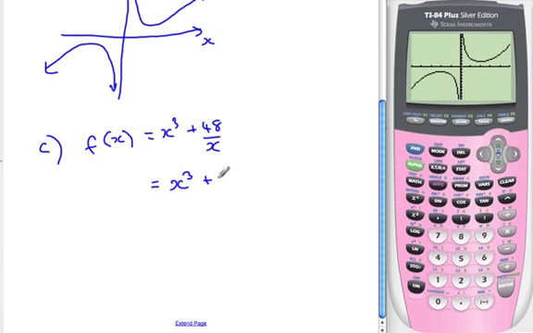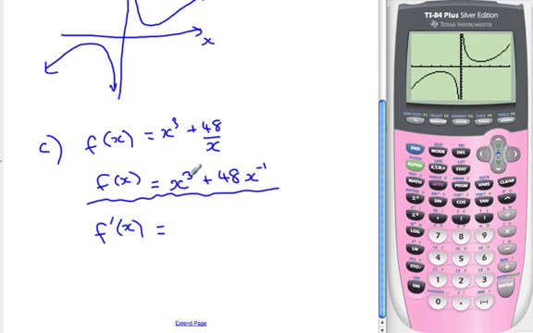So just write it out a second time, but this time divided by x is the same as times x to the negative 1. So when I come to differentiate f dash x, so remember this is still f x, I haven't differentiated yet. But then when I differentiate, I'm going to get 3x squared, 3 times 1, and then the power of x goes down 1. And here I'm going to get negative 1 times 48, and then the power of x is going to go down 1 again.